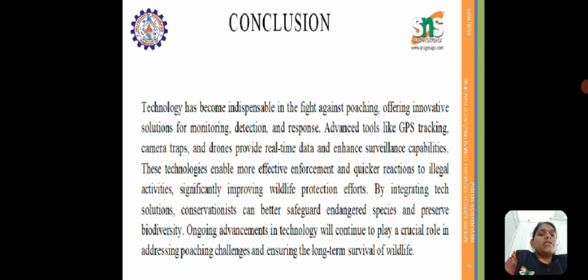With the help of a sensor network, we can protect and safeguard the species and preserve biodiversity. Ongoing advancement in this technology will continue to play a crucial role in tackling poaching challenges and ensuring the long-term survival of wildlife.